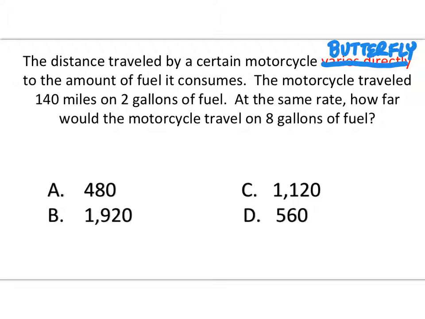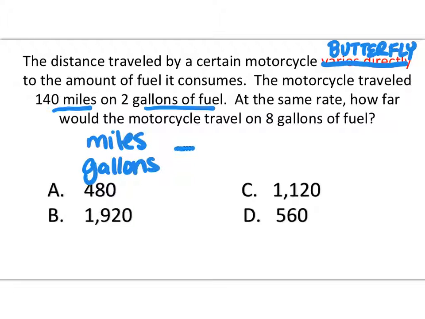Well, we got two categories. We got miles and we got gallons. So I'm going to put miles on the top, and I'm going to put gallons on the bottom. So we're going to butterfly. We got these two fractions going on. On the top, I'm going to put my miles. So I got 40. And on the bottom, I'm going to put my gallons. And we're going to do the same thing with the next sentence.